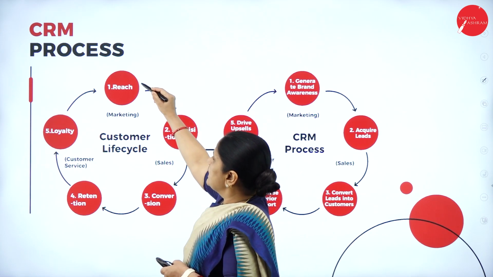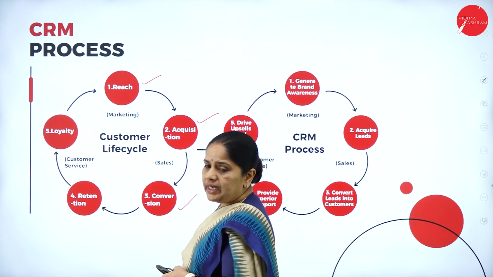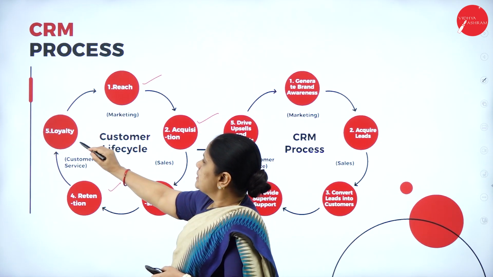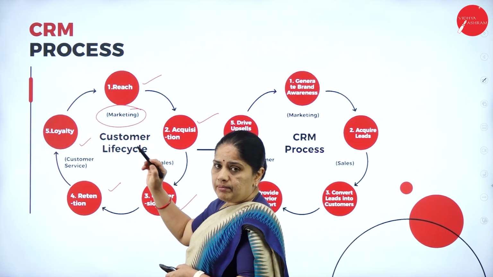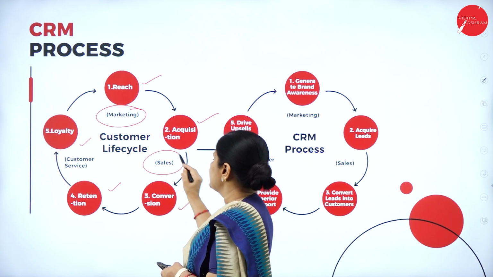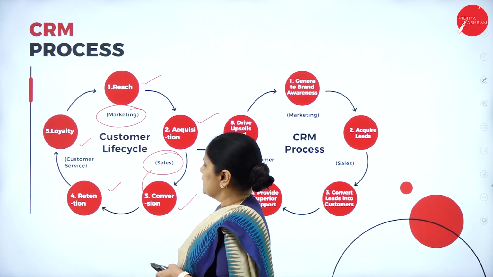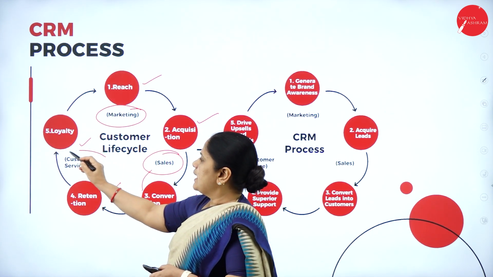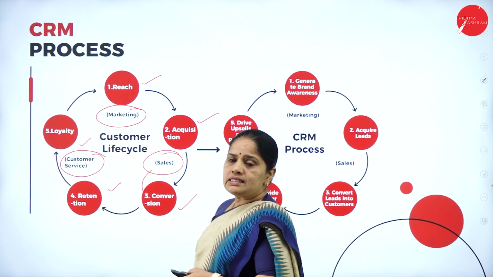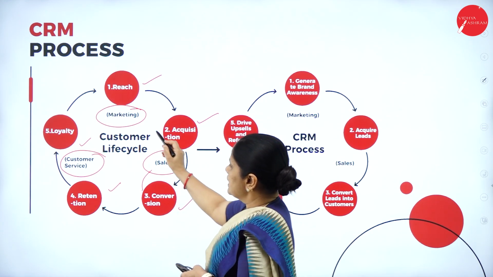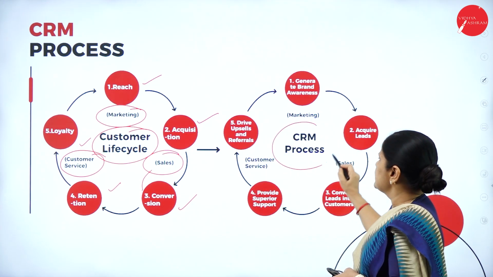So first one is reach. You reach out to the customer, then you acquire the customer, convert him into a customer, retain the customer and loyalty. So how do you reach out for the customer? It is through the marketing campaign, then acquisition, that is the sales, then conversion, try to see that he is with you only, then retention. So with the help of customer service, you try to retain the customer and also see that he is loyal to the company. So this is the customer life cycle here. And here we can see the CRM process actually.